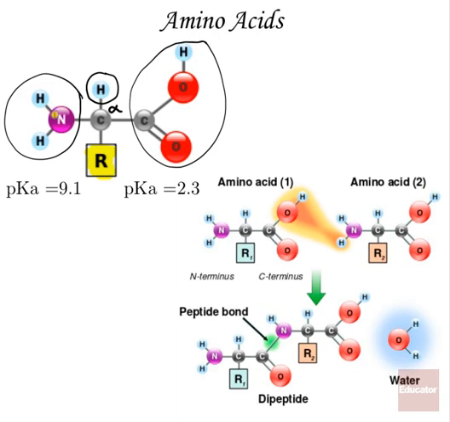Now, the amino group, the hydrogen, and the carboxylic acid group all attached to the alpha carbon are going to look the same in all of our amino acids. The only difference is going to be in the R group. Now, importantly, the acid dissociation constant of the amino group is 9.1, and the acid dissociation constant of the carboxylic acid group is 2.3. This will come into play a little later.